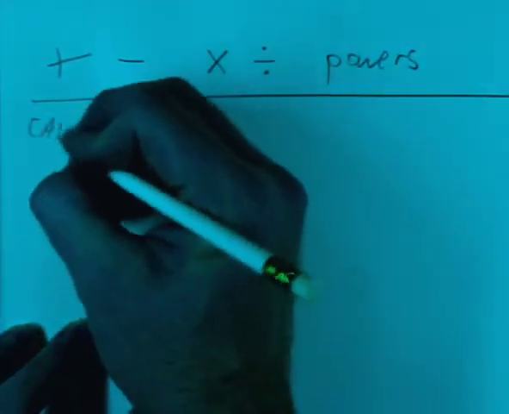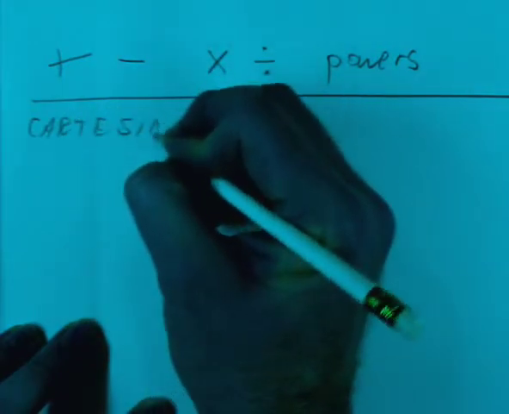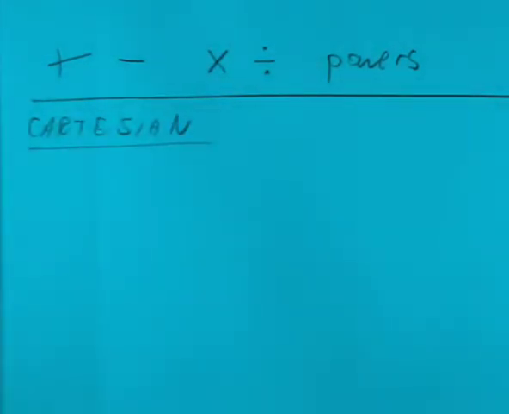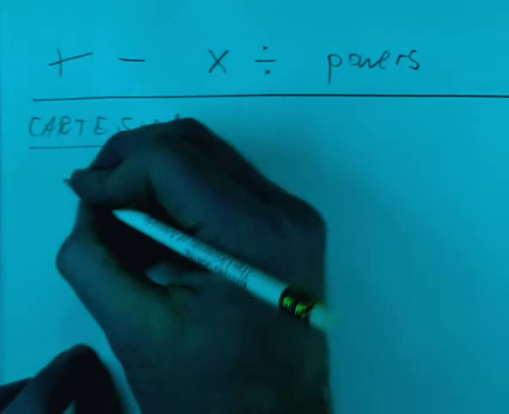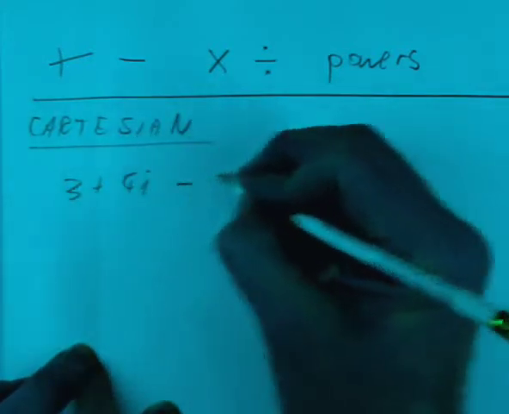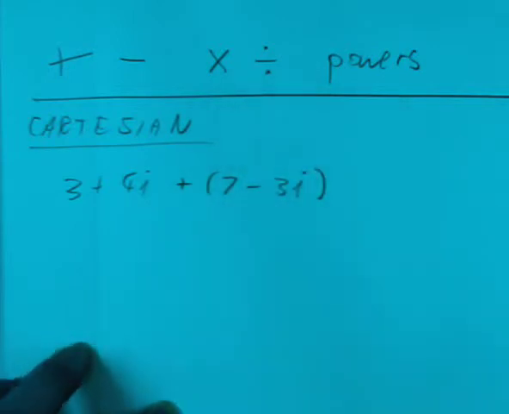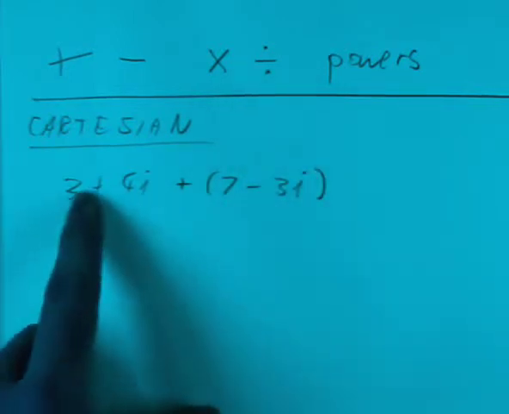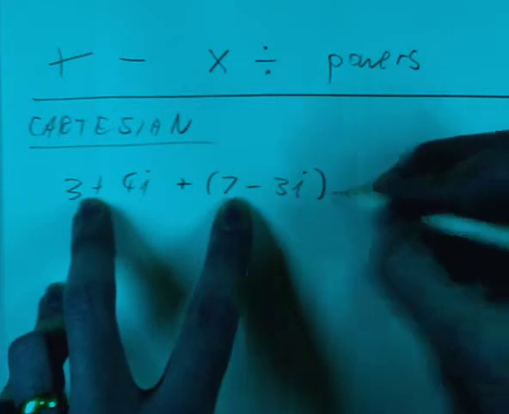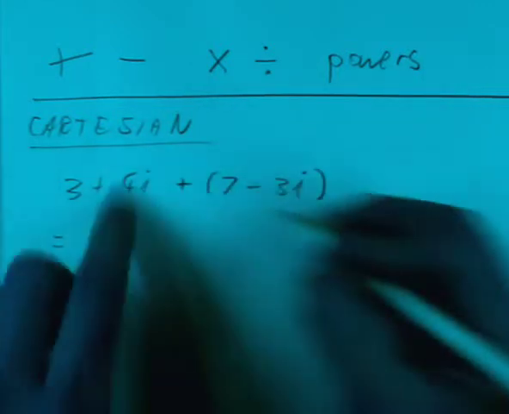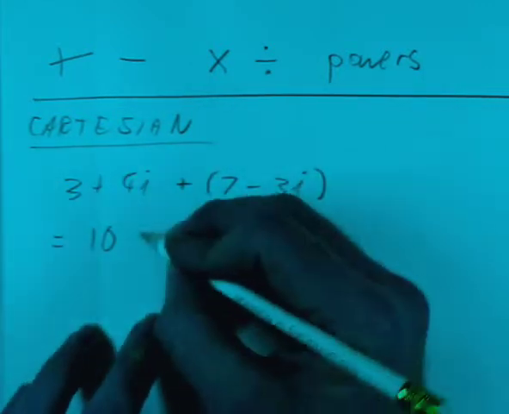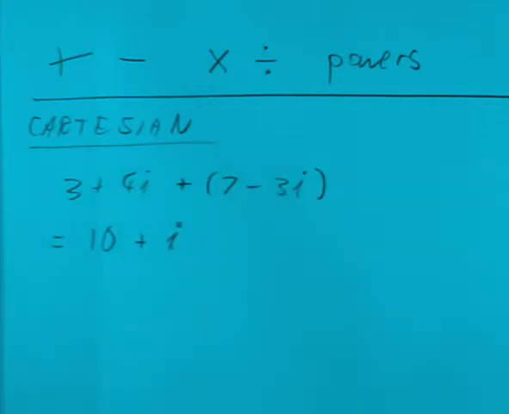So in our Cartesian form, let's have a look at what these look like in Cartesian form. So in Cartesian form, adding is just algebra. 3 plus 4i plus 7 minus 3i. Well, it's just algebra, right? Because it's like 3 plus 7, which would be 10, and 4 minus 3 would be 1. So that's just adding, okay?